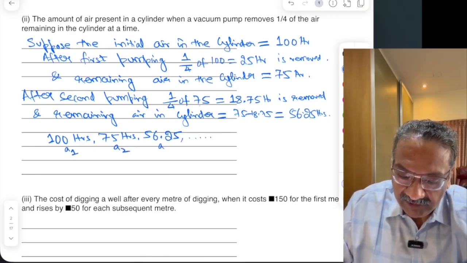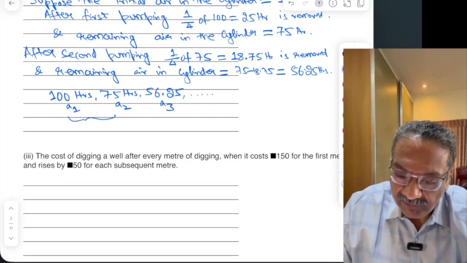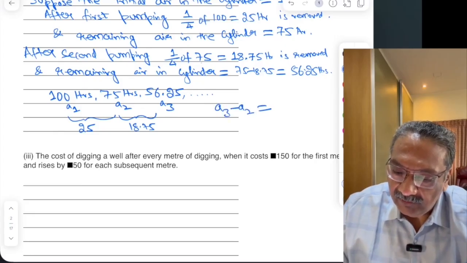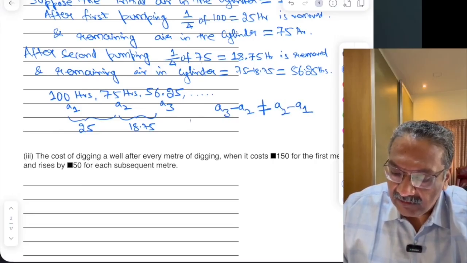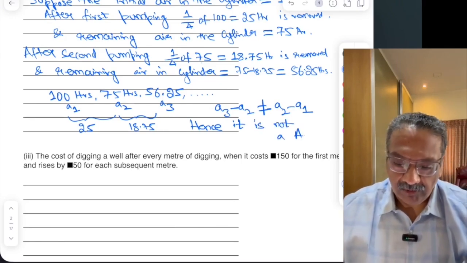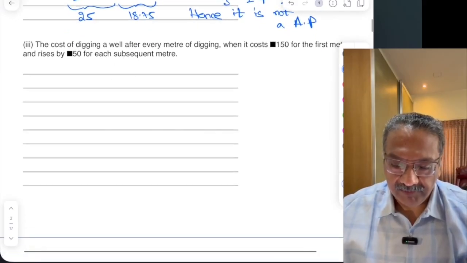So what is the difference between A1 and A2? It is 25. And what is the difference between A2 and A3? It is 18.75. So here we observe that A3 minus A2 is not equal to A2 minus A1. Hence it is not an arithmetic progression. Okay. So let us go to the third part. The third part is very similar to the first question.